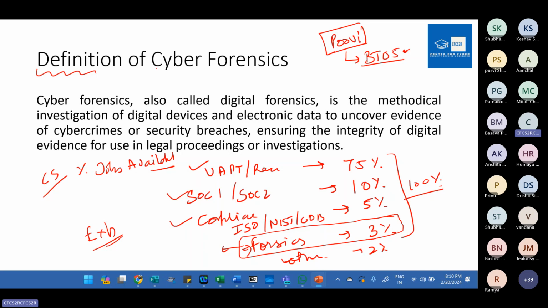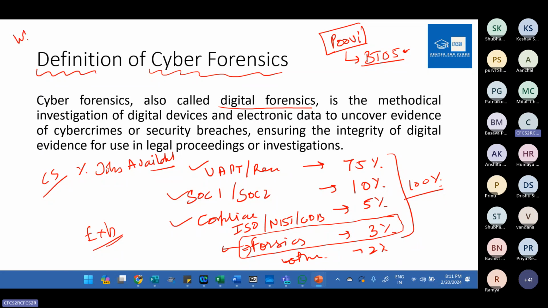So what is the definition of forensics? I think this is a simple textual definition. I've already told you the real meaning of forensics, but let me read it for you. Cyber forensics is also called digital forensics. It is the methodological investigation of digital evidence and electronic data. So this is very important.